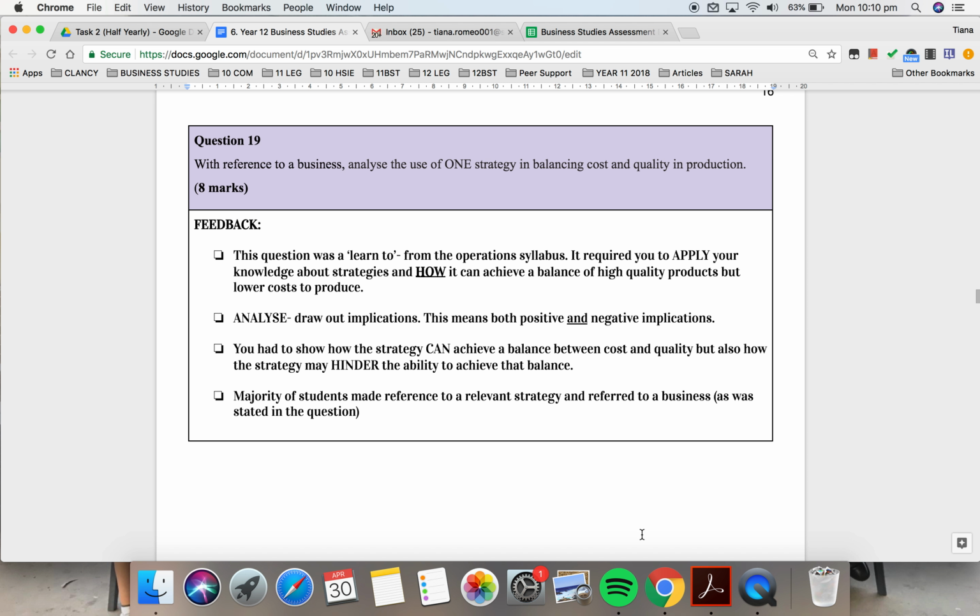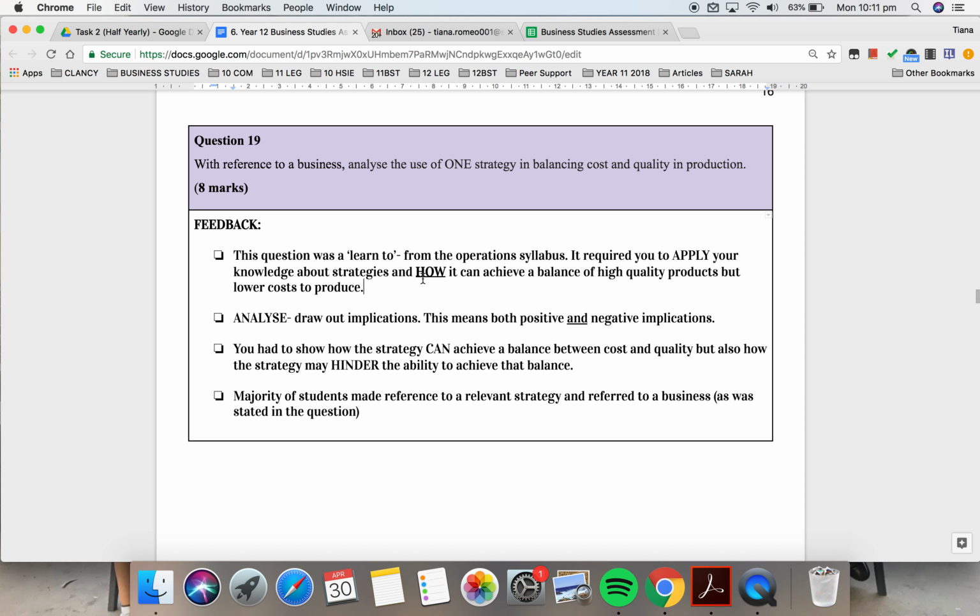It required you to apply your knowledge about strategies. You had to refer to one strategy and how it can achieve a balance of high quality products but lower costs to produce those high quality products, because that's the aim of the business. Reduce costs, be a cost leader, but ensure that they are maintaining quality.